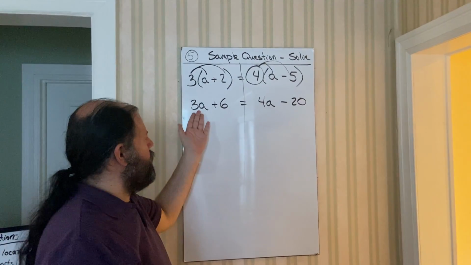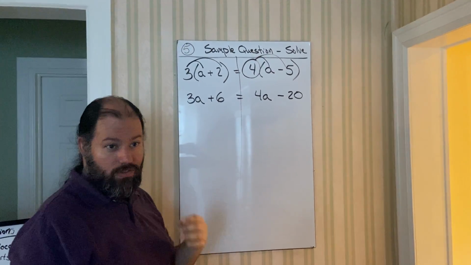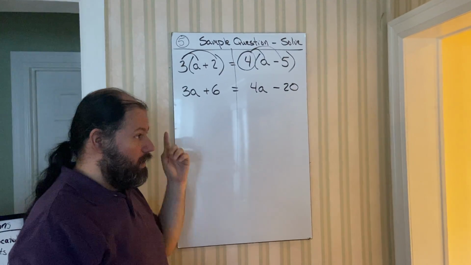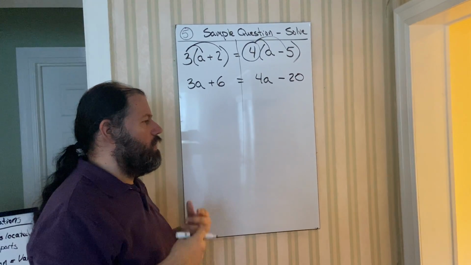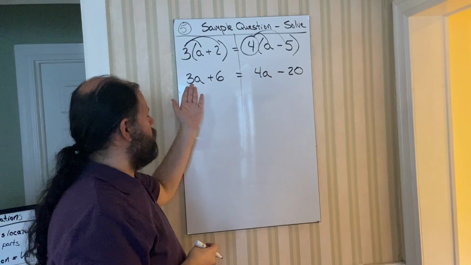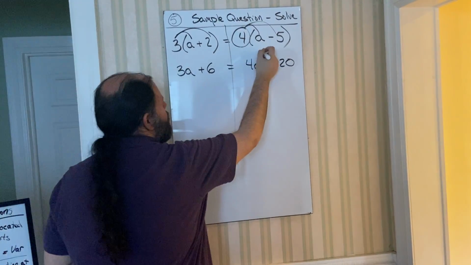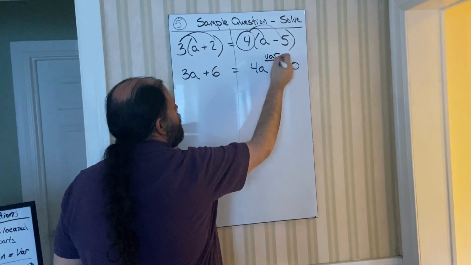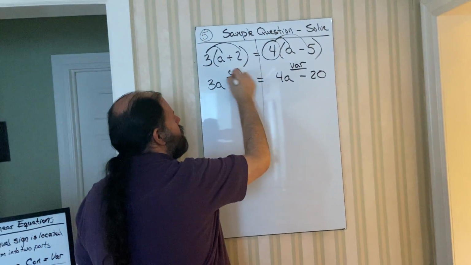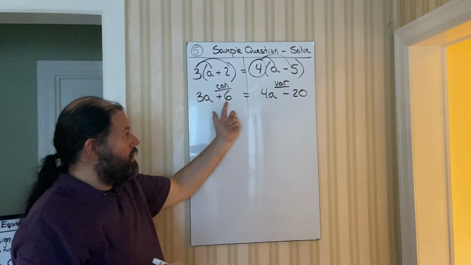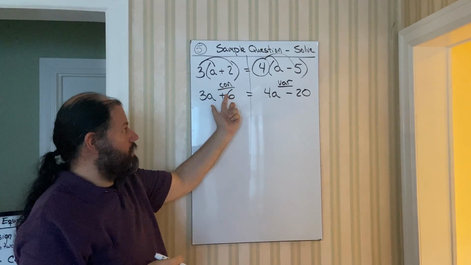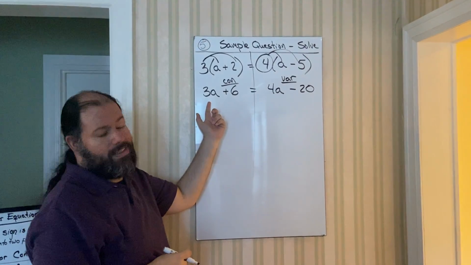Labeling, notice we have A's here, we have A's here. We told you, when you have A's on both sides, look for the side that has the larger or the higher coefficient. So a positive 3 compared to a positive 4, this is bigger. So this must be constant. So instead of moving the 6, because it's a constant, it gets to stay, we're going to move this A.